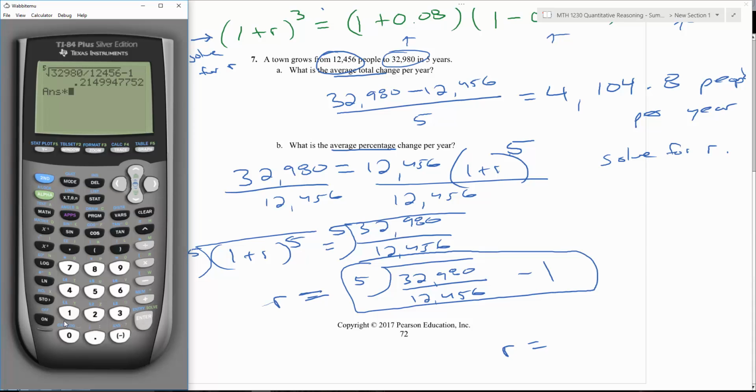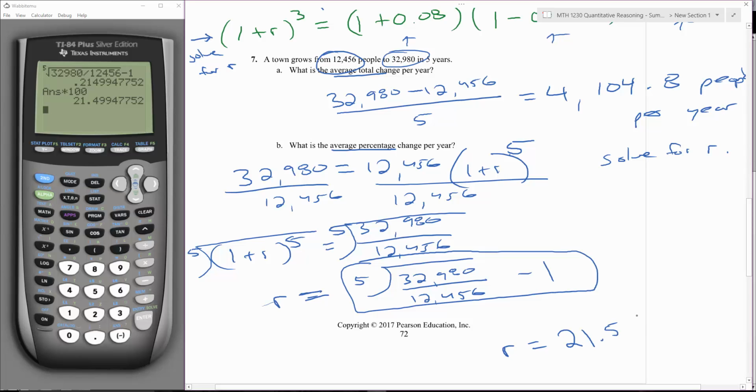And again, if I multiply by 100, I can put that as a percent. So the average percent change per year was 21.5% per year. So that's how much it grew. All right, so that's all I have for this video.